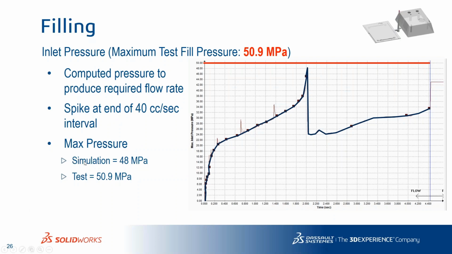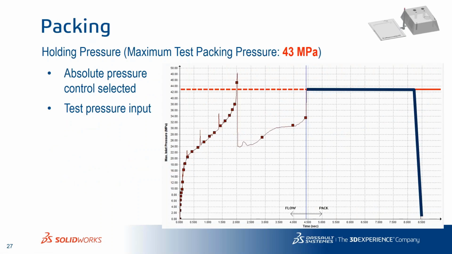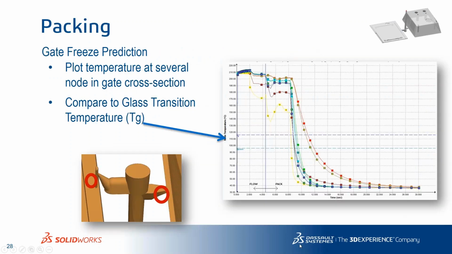So in terms of max pressure, the simulation gave 48 MPa. The actual physical test was 50.9 MPa. So obviously some slight discrepancy there, but almost exact. The other thing is packing. We talked about packing as part of the Plastics Professional. We released that packing pressure a little bit here, that holding pressure I talked about earlier. So you can change that number. Here that number was set to 43, and you're able to get some insight information.